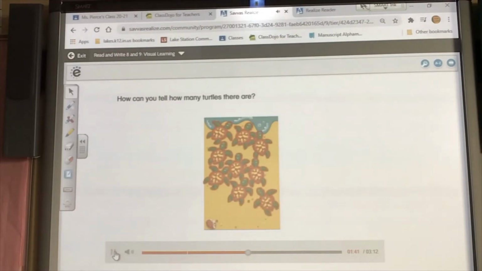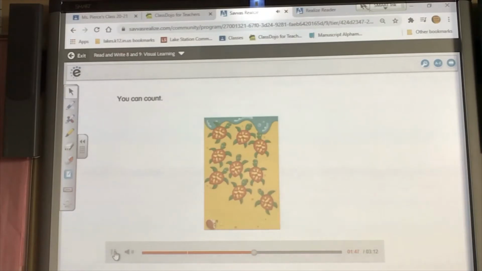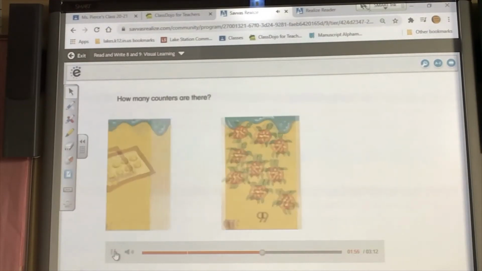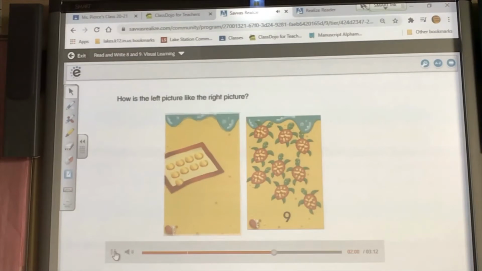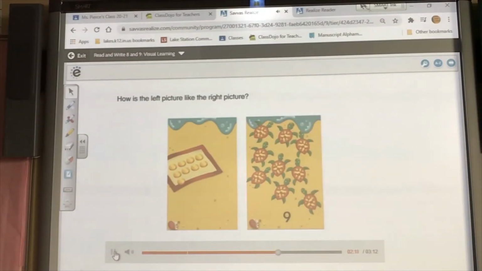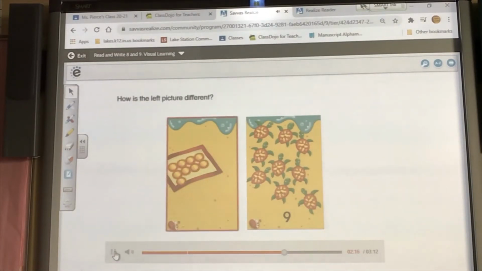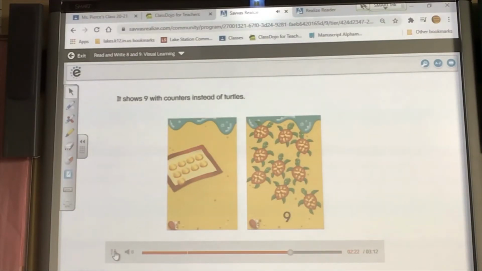How can you tell how many turtles there are? You can count. There are 9 turtles. How many counters are there? There are 9 counters. How is the left picture like the right picture? It shows 9. How is the left picture different? It shows 9 with counters instead of turtles.